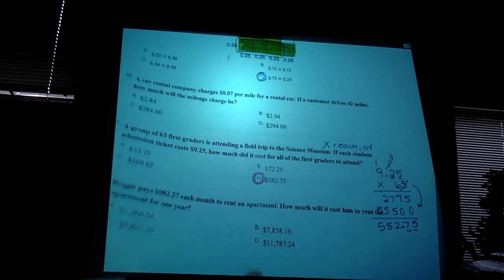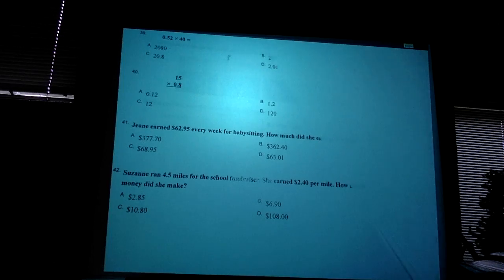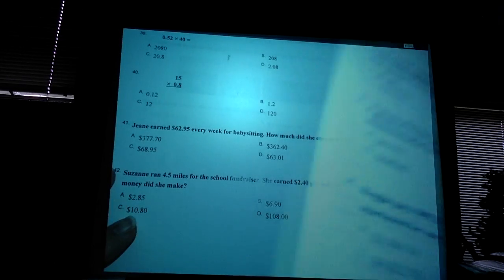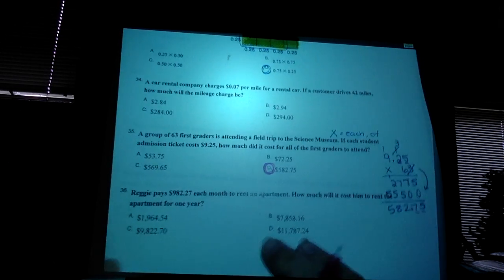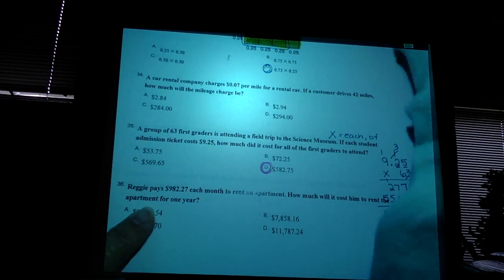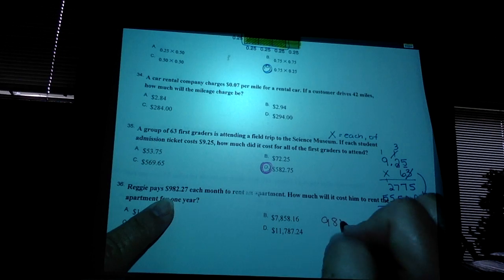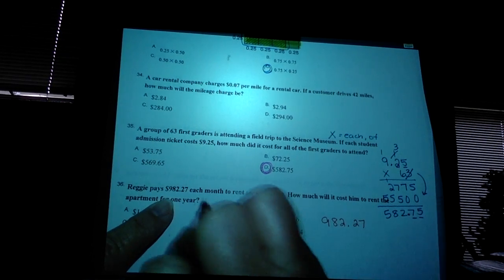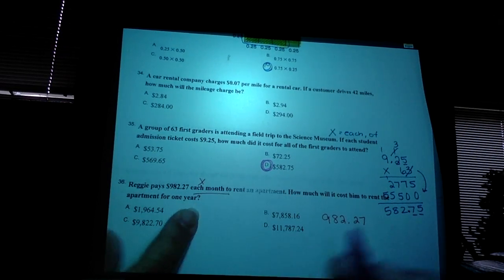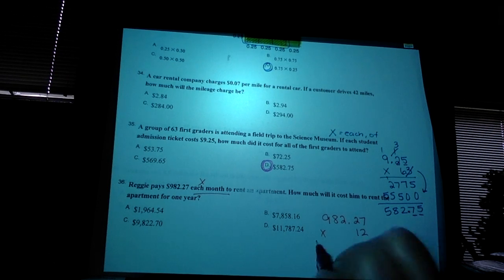I'm sorry, y'all. I can't help you do all of these. My time is so limited. Right here, this says these that trip y'all up. He paid $982.27 each month. So I know I'm timesing. And there are 12 months in a year.